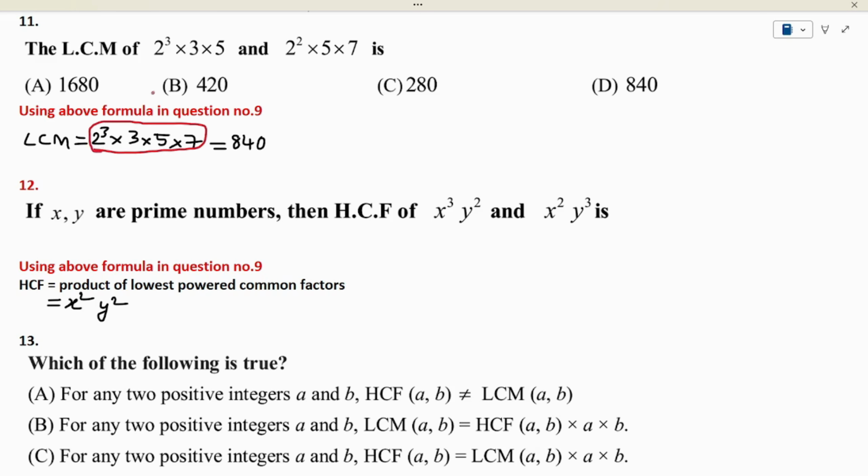But I am taking only 2 cube, not the 2 square. I am not taking the 2 square, but I am taking the 2 cube. Why? Because in the calculation of LCM, always we need to consider the highest powered number. So I can choose 2 cube. So LCM will become 2 cube into 3 into 5 into 7, which is nothing but 840. So my answer is option D.